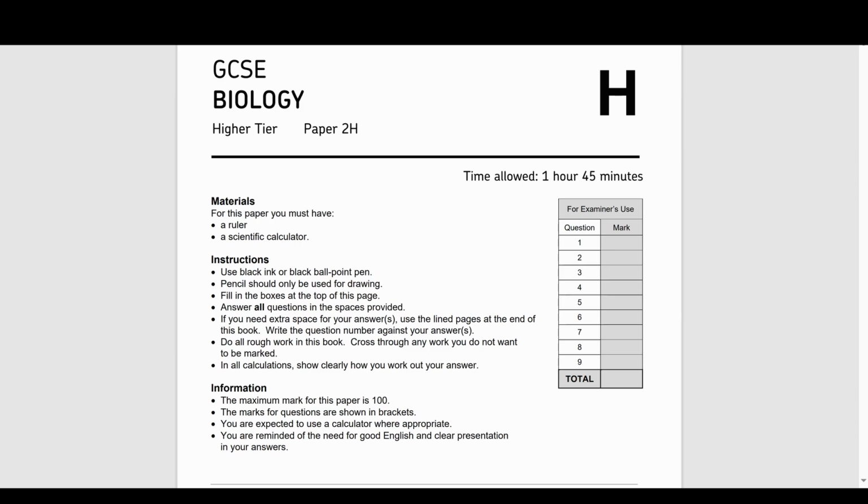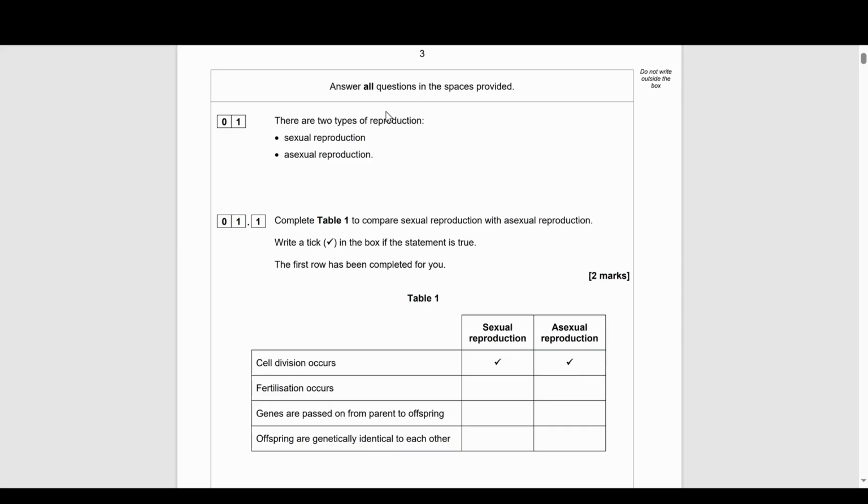This will be a walkthrough of the AQA GCSE Biology 2022 Higher Tier Paper 2. Question 1. There are two types of reproduction: sexual reproduction, asexual reproduction. 1.1. Complete Table 1 to compare sexual reproduction with asexual reproduction. Write a tick in the box if the statement is true. The first row has been completed for you.